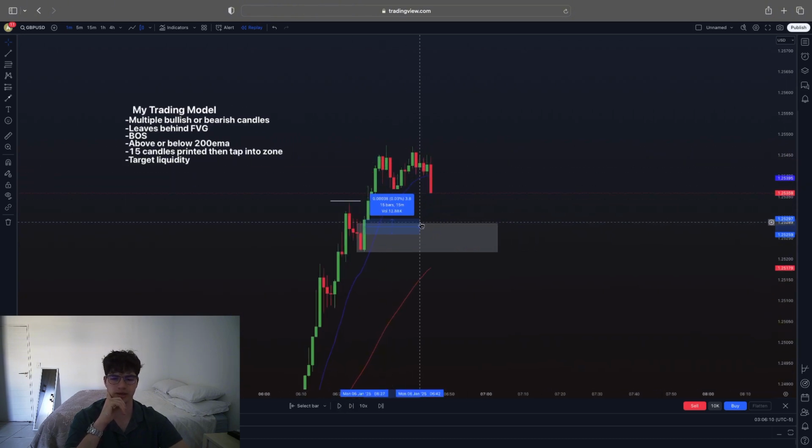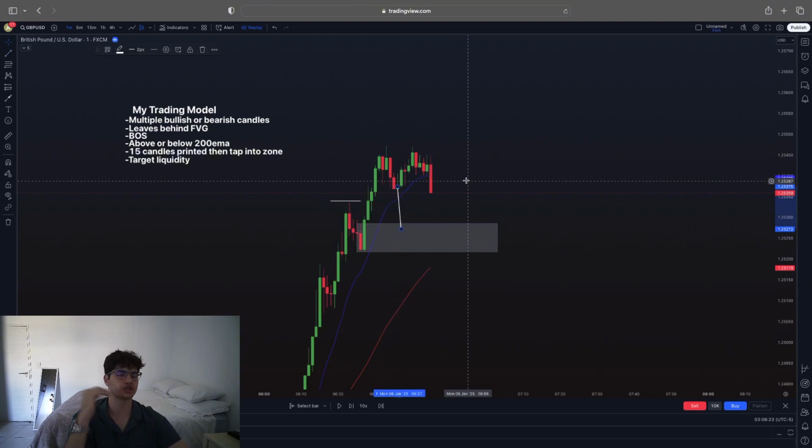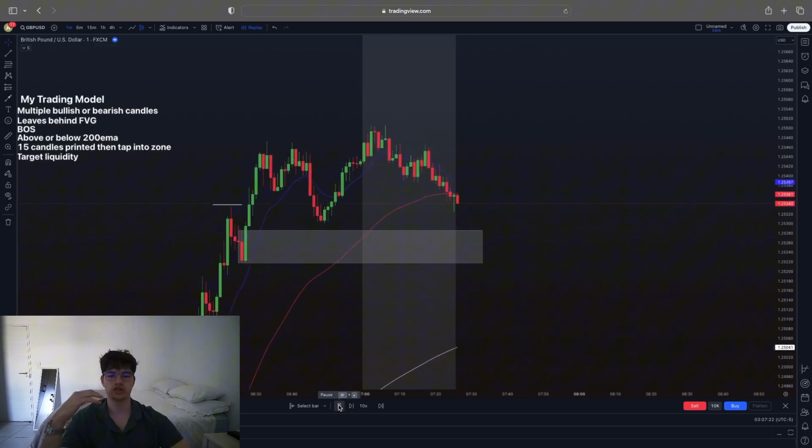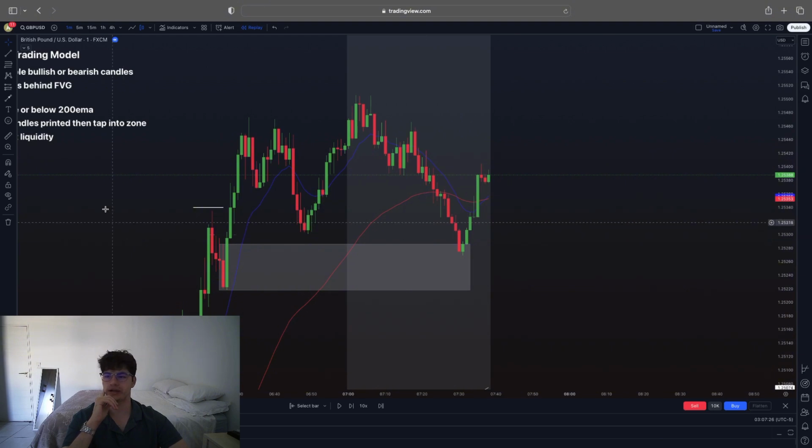So by this time here, we had more than 15 candles printed. So if it taps into the zone now, we are going to take it. But if price had to come and tap right over here, tap before 15 candles, just leave the setup alone. As you can see, we just tapped into the zone, and there were quite a few candles.